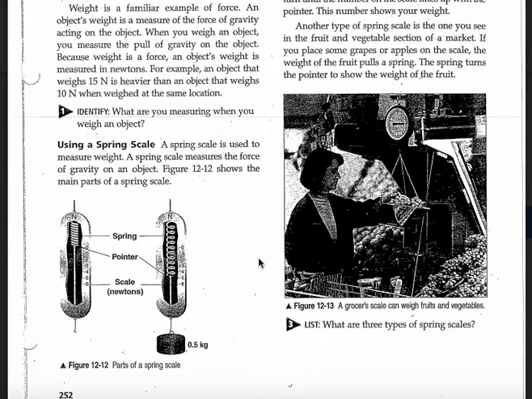Using a spring scale. A spring scale is used to measure weight. A spring scale measures the force of gravity on an object. Figure 12, this, shows the main parts of a spring scale. So you've got a spring, you've got a pointer, you've got the scale on the outside. The pointer is the part on the outside that matches up with the numbers here on the scale. And here you've got a weight on it, and you see where it's pulling the spring down to.